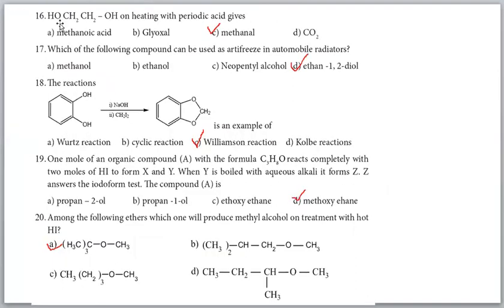Then question number 16: ethylene glycol on heating with periodic acid gives methanol. Already we studied that. Which of the following compounds can be used as antifreeze in automobile radiators? Already we studied this reaction. Which one? Ethylene glycol is used as antifreeze. So ethane-1,2-diol.